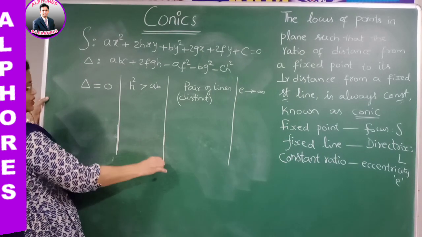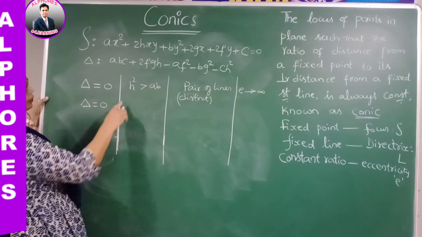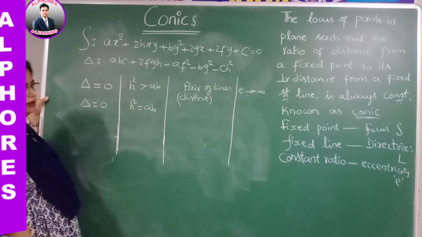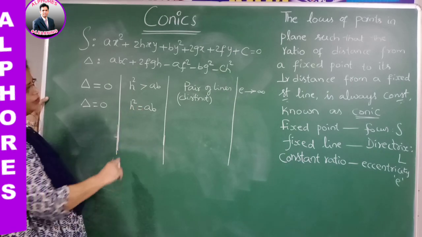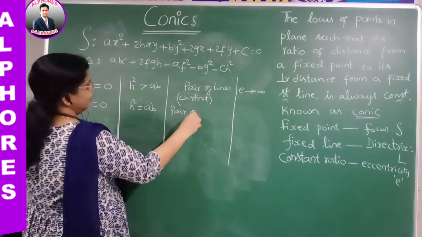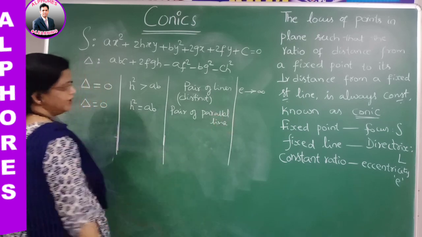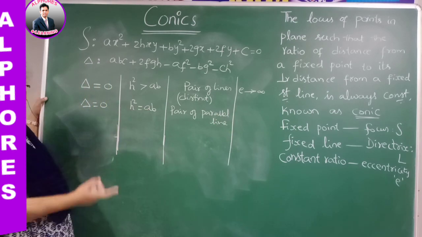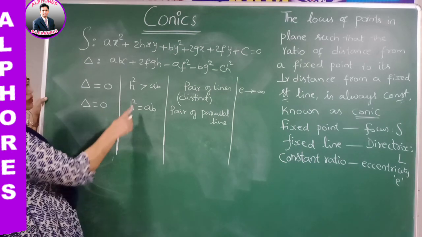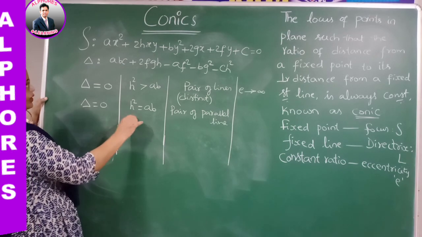Again, let us take suppose delta is equal to 0, but here I am taking h square equal to exactly AB. Whenever h square equals AB, you can consider this as exactly a pair of parallel lines. So this is a pair of parallel lines, and in addition to this you have AF square equal to BG square also. And h square less than AB, if I consider, is nothing but imaginary lines, isn't it?